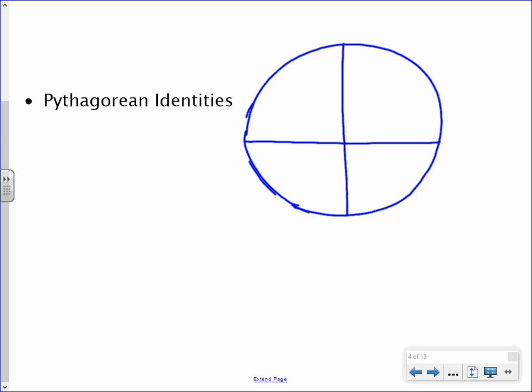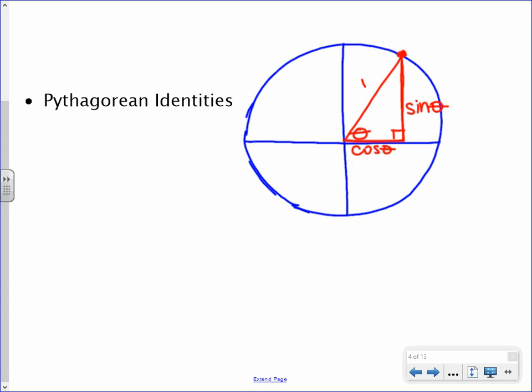Let's say we have an angle here. What do we know about the radius? 1. We travel over x and up y, but x represents the cosine of the angle and y represents the sine of the angle.